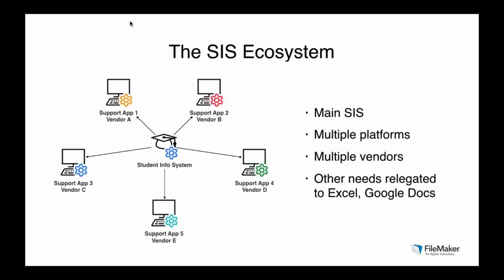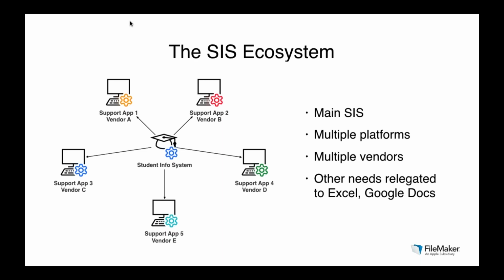And typically around that you have a constellation of support apps. These can be support apps that maybe take care of registration or online activities or other core needs of the university when it comes to managing students. And typically those will engender multiple platforms, which means that we have multiple vendors that are working with the university and incorporating their programs into the student information system.